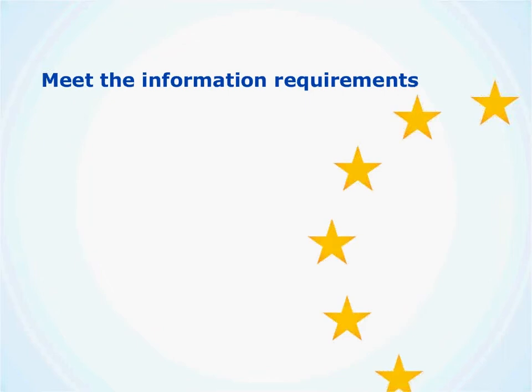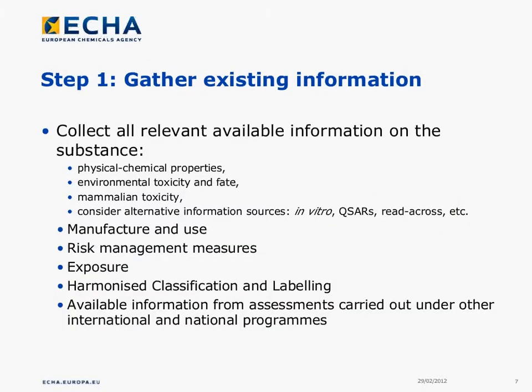The next step is deciding how to meet the information requirements that you've already established. There's a whole series of processes which you should go through to do this properly. First of all, you should gather existing information. This should include all the relevant and available information on the substance. You should be looking at physical chemical properties, environmental toxicity and fate, mammalian toxicity, and you can also consider alternative information sources, for example, from QSARs or from in vitro methods, amongst others.